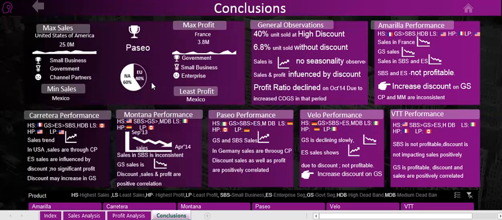Velo performance shows that the highest selling country is Germany, and it is earning the most profit. However, the government sector is declining. Though the enterprise sector is going higher, it is influenced heavily by discounts, hence not profitable. So it is recommended to increase the discount in the government sector. VTT is selling highest in the US.